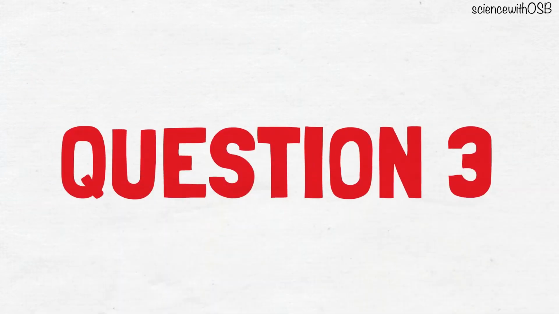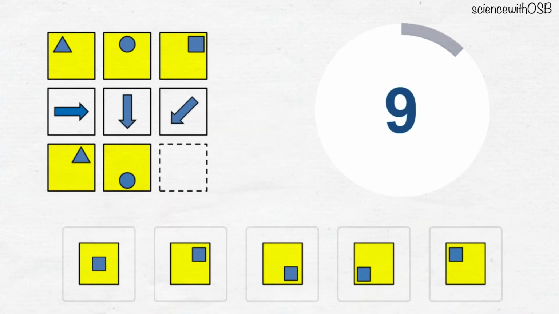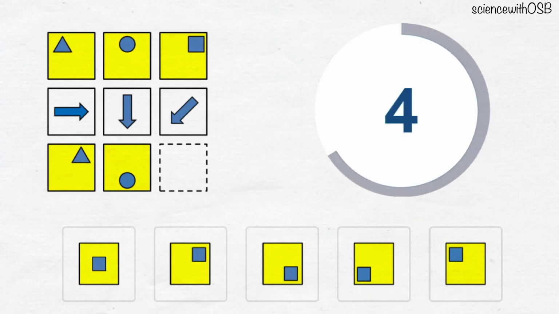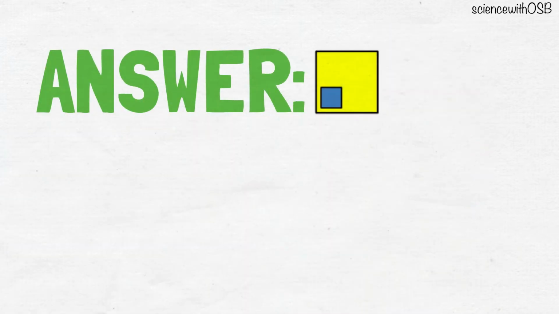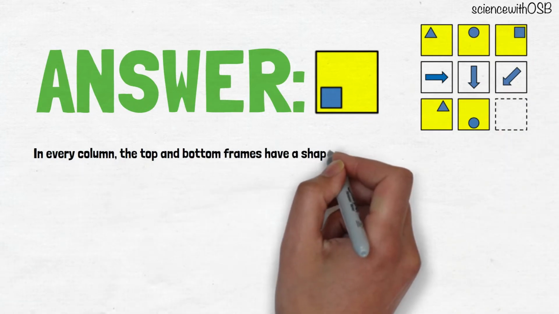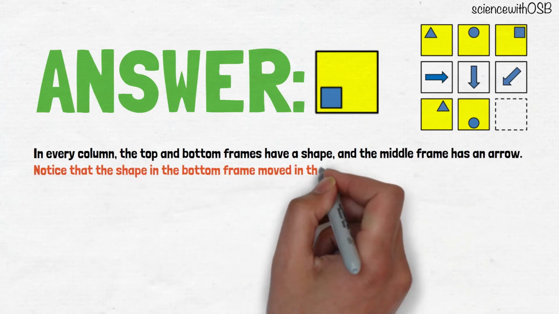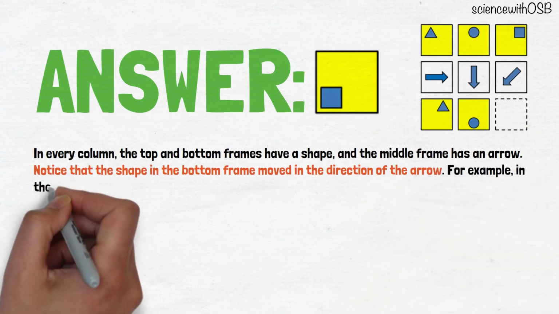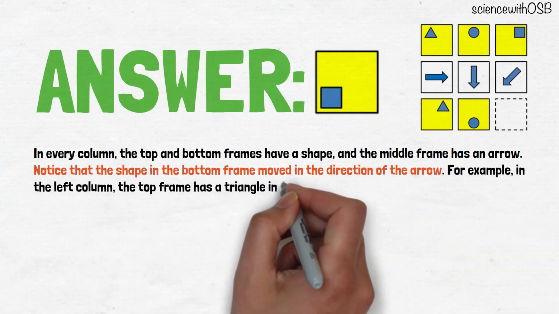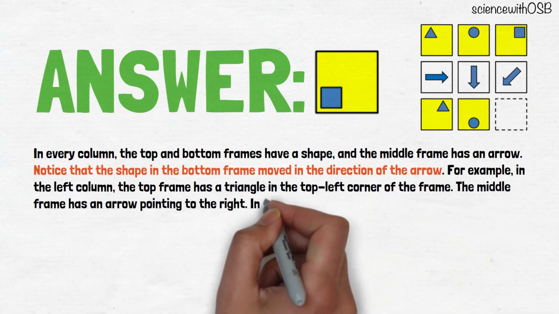Question number 3. Observe the matrices closely. The correct answer is option 4. In every column, the top and bottom frames have a shape and the middle frame has an arrow. Notice that the shape in the bottom frame moved in the direction of the arrow. For example, in the left column, the top frame has a triangle in the top left corner of the frame. The middle frame has an arrow pointing to the right.